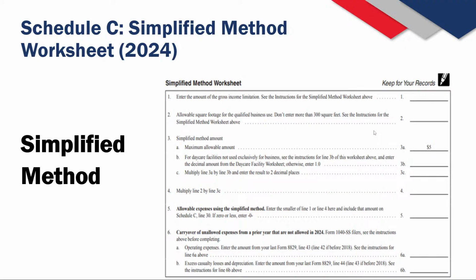So, and I did the math on this once before. Yeah, the simplified method works up to 300 square feet, and if you go over 300 square feet, then go back to the other form. Don't use the simplified method. And it says right here, 300 square feet or less, then the simplified method would be better.